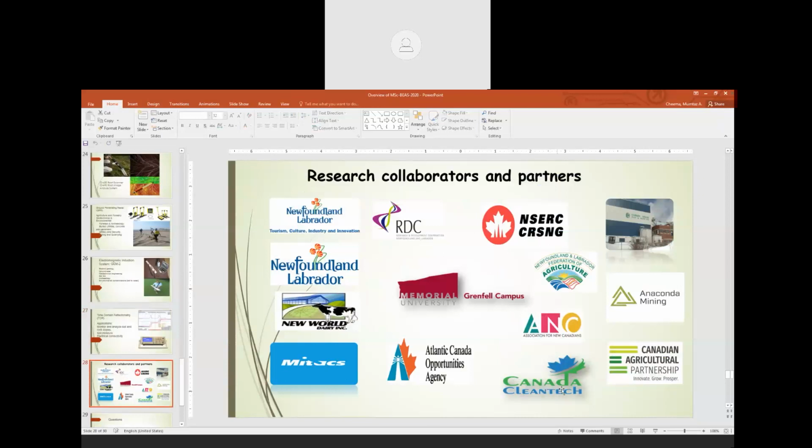So you can see these are all our collaborators. We got this clean tech funding, this Canadian Agriculture Partnership Program, Anaconda, this NSERC funding is there, paper mill is there, RDC is there, and New World Dairy and the MyTax, Atlantic Canada Opportunities, as I said, the ACOA. So these are all our research collaborators.